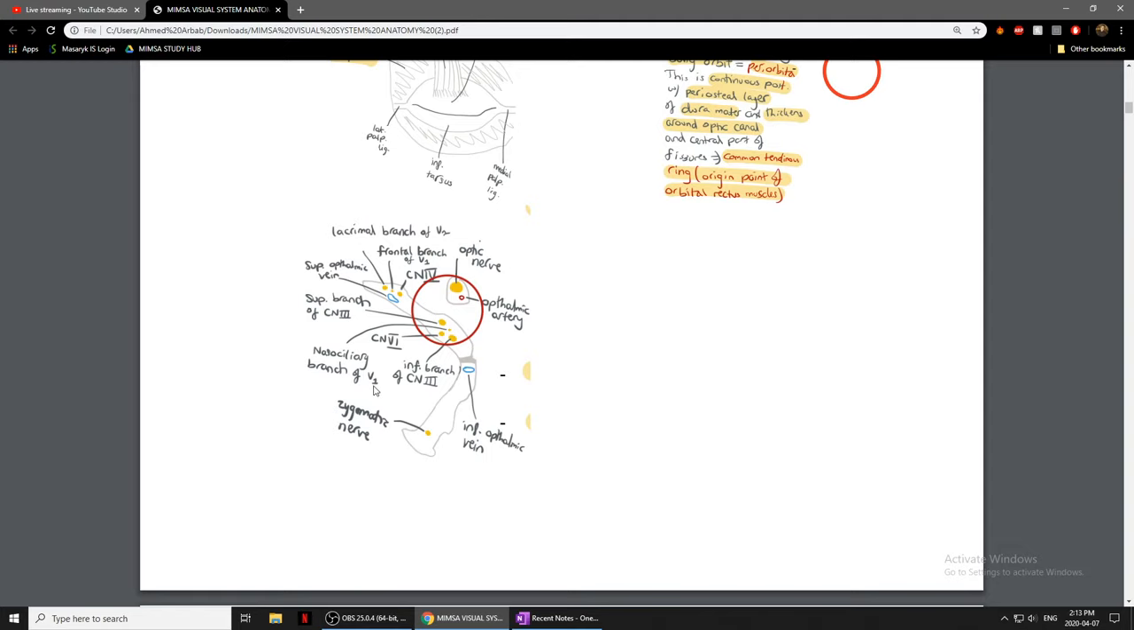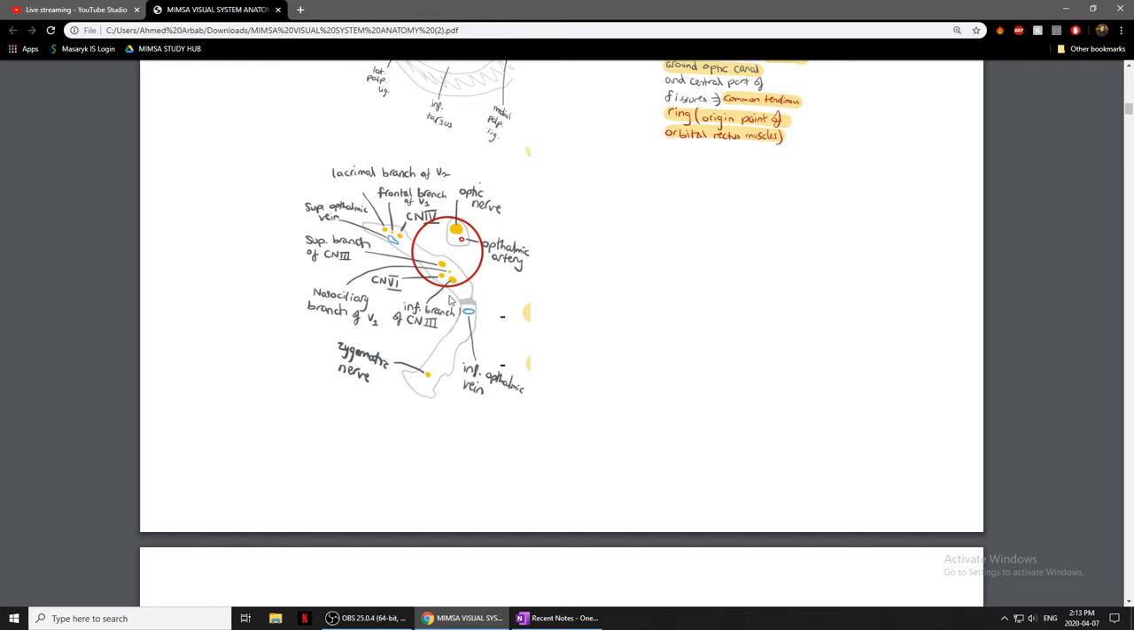which is the ophthalmic branch of the trigeminal nerve. And then lastly we also have cranial nerve 6, which is the abducens nerve. So that is the third nerve related to the visual system that we'll talk about today. So cranial nerve 3, oculomotor, cranial nerve 4, trochlear, and cranial nerve 6, abducens. All of these are related to the visual system, and we will talk about them today.